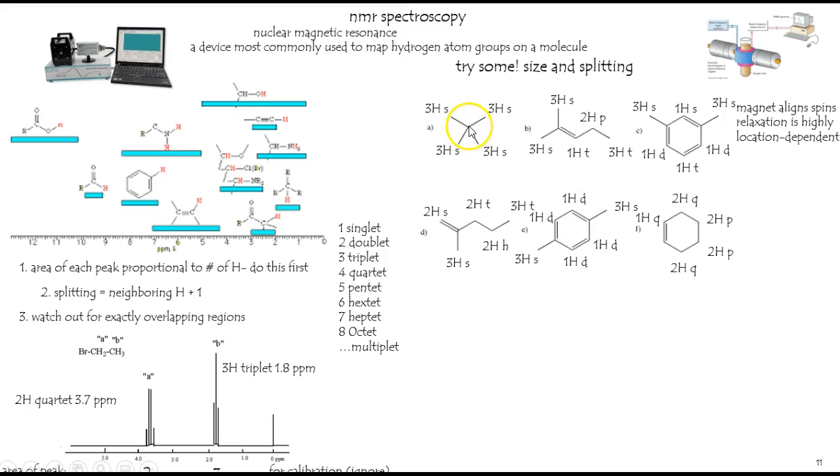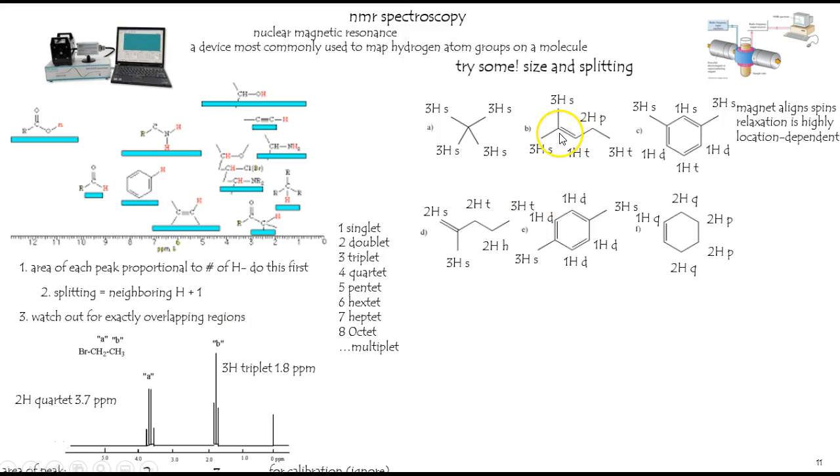This thing is tetrahedral, meaning every single CH3 is equidistant from the others. They're all in identical environments. You're not going to get 4 peaks. You're going to get a 12H singlet. And you won't know that it's 12H because it's not relative to anything else. You'll just get a giant singlet. So you have to watch out for exactly overlapping regions.